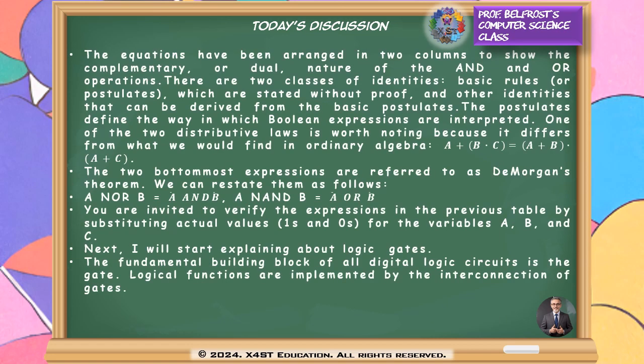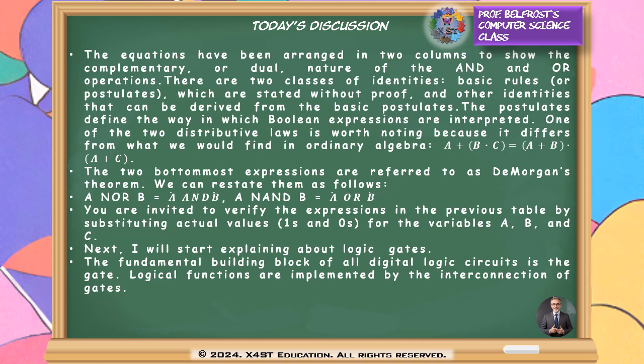The basic rules, or basic postulates, are stated without proof, and the identities can be derived from them. This law is worth noting because it is different from what we would find in ordinary algebra: a plus in parentheses b dot c is not just a plus bc. Actually, it can have another form: the sum of a plus b multiplied with the sum of a plus c.